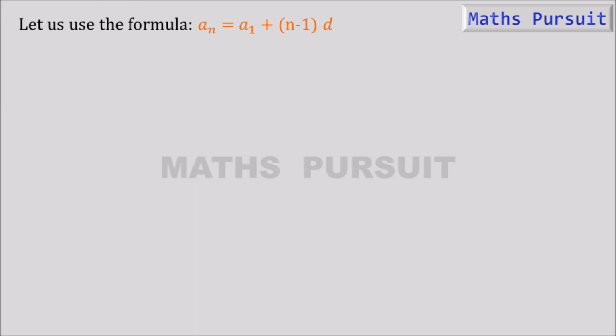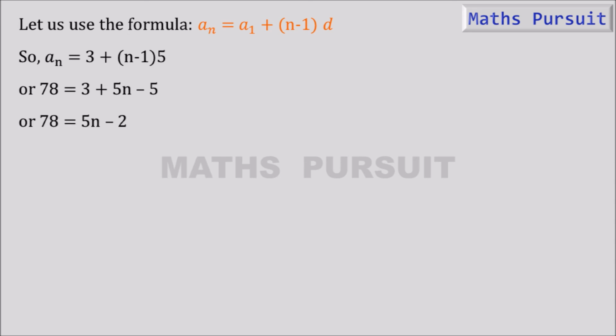Now let us use the formula An is equal to A1 plus (n minus 1) into D. Guys, this formula is very important. I am always telling that this formula is very important, so we need to be very careful and remember this formula. So An is equal to 3 plus (n minus 1) into 5, or 78 is equal to 3 plus 5n minus 5. Just solving this equation and replacing the value of An as 78.